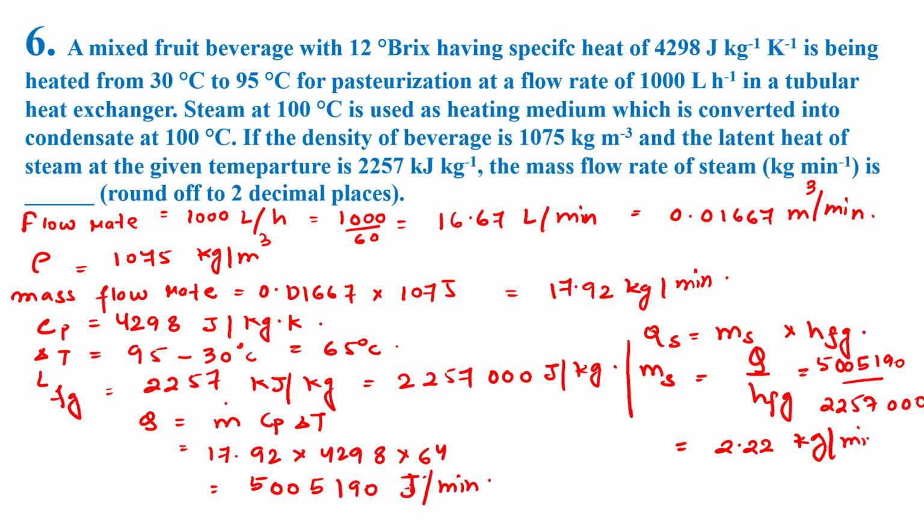So by energy balance, we know that heat which has been absorbed is equal to heat which has been released by the steam condensate, and we have assumption that no heat loss has occurred and steam fully condenses at 100 degrees Celsius. So over here my answer is 2.22 kg per minute.